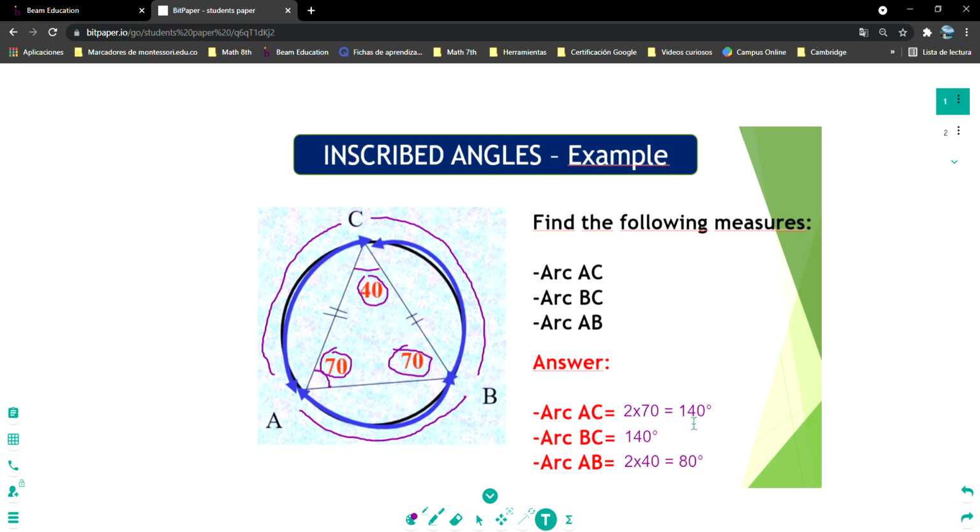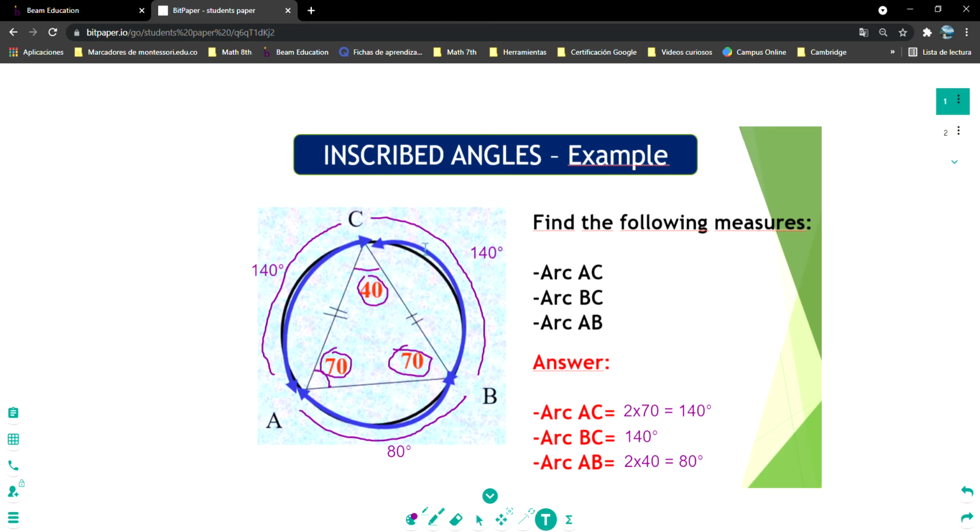So guys, we already found all of the arcs requested in this problem, so we can write the answers here. The arc AC is 140 degrees. We also have the arc BC, which is the same, 140. And we also have the arc AB, which is 80 degrees. Here we have all the requested arcs.